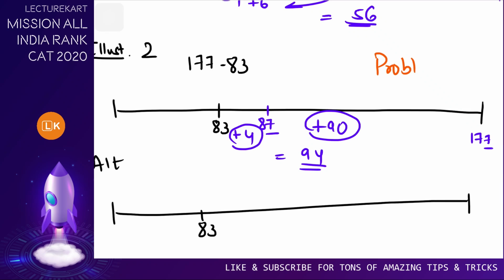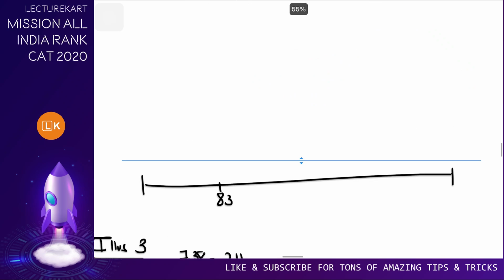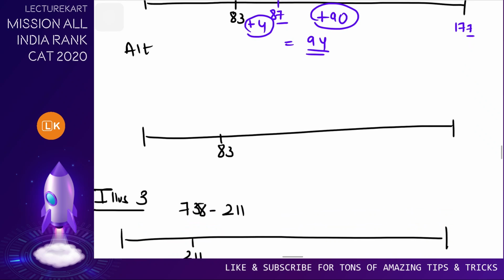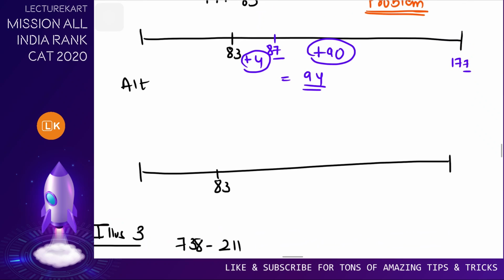What is this problem? There are some things that you can teach, there are some things you can't. I can teach you the trick, but implementation is something that you have to do on your own. Here, you could have made the above sum easier in your head.